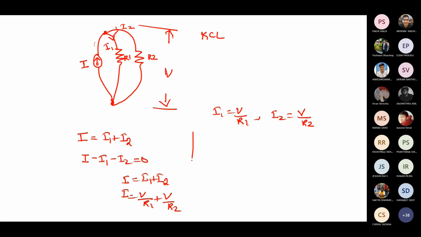I will complete it here so that it is easy to understand. I is equal to, taking the LCM R1 R2, R2 into V plus R1 into V, isn't it? V is common, you can take it out. So I is equal to V into R2 plus R1 by R1 R2.